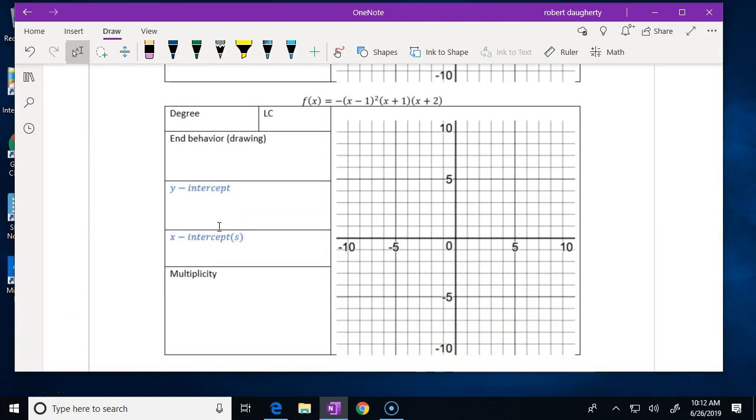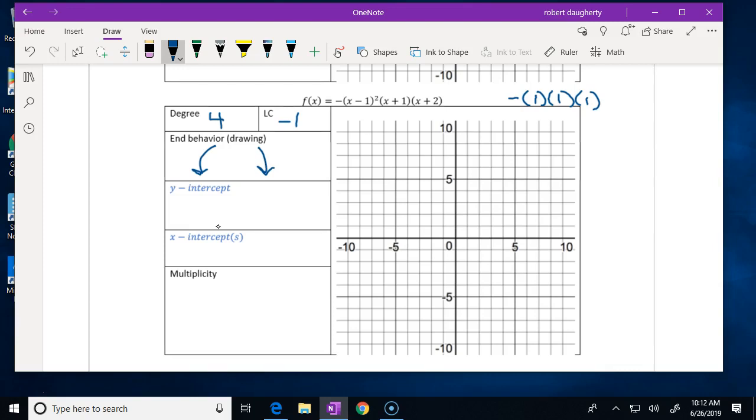Next one, what is the degree? So I've got an x squared, an x, and an x. That makes this a 4th degree polynomial. The leading coefficient. So I've got a negative in front of everything, and let's see, I've got a 1 in front of that first term, a 1 and a 1. That leading coefficient is -1. Even degree with a negative coefficient. That means this is my end behavior. It goes down on both ends.